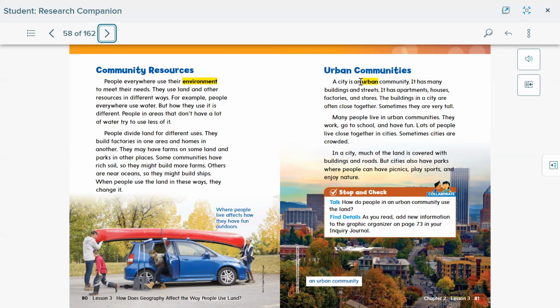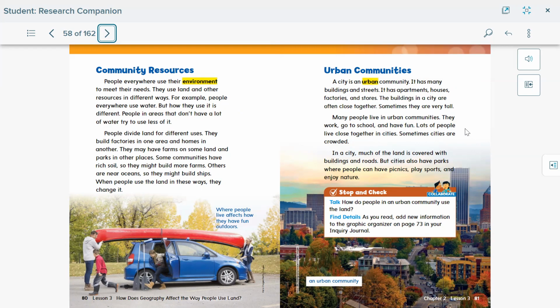All right, urban communities. A city is an urban community. It has many buildings and streets. It has apartments, houses, factories, and stores. The buildings in a city are often close together. Sometimes they are very tall. Many people live in urban communities. They work, go to school, and have fun. Lots of people live close together in cities.